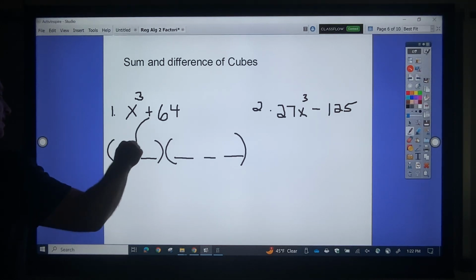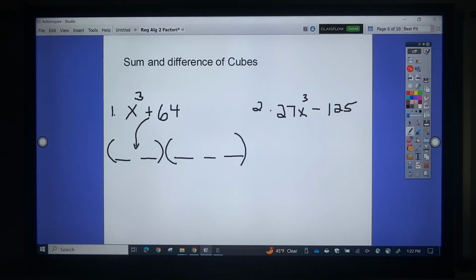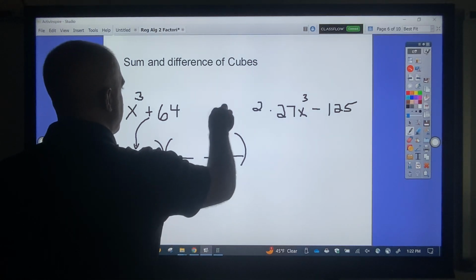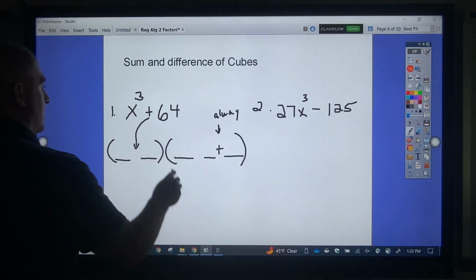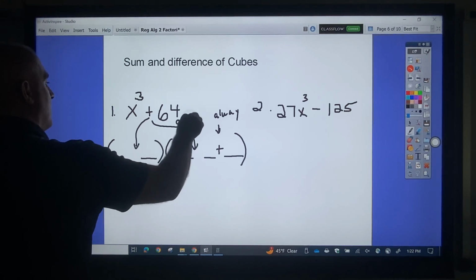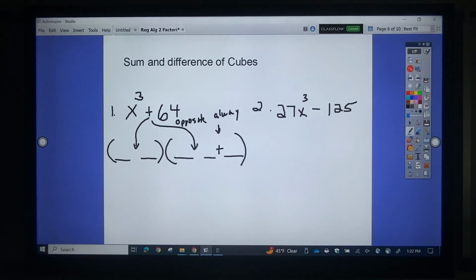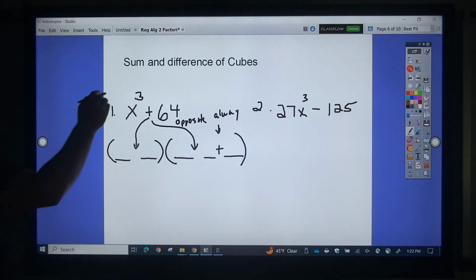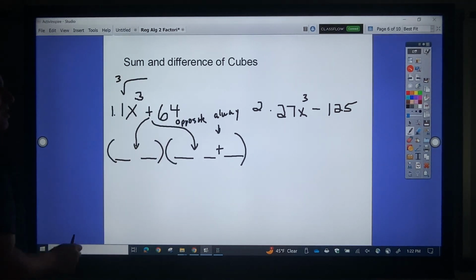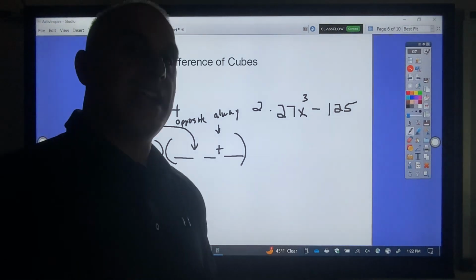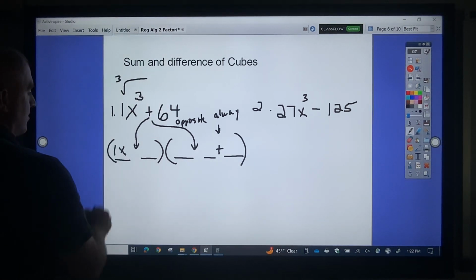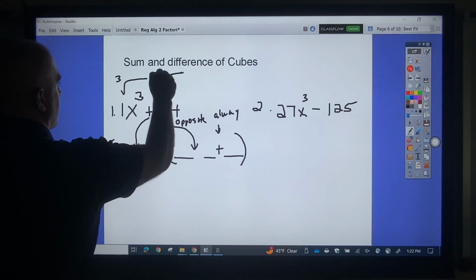Whatever sign is here, that will be the sign there, okay? This sign right here will always be positive. This sign right here is opposite of whatever your original is. That's sort of how the pattern works. Now, since it's cubes, I take a cube root. So what a cube root is: what number multiplied by itself 3 times would give you 1? Well, that's 1x. Okay? Take the cube root of this.